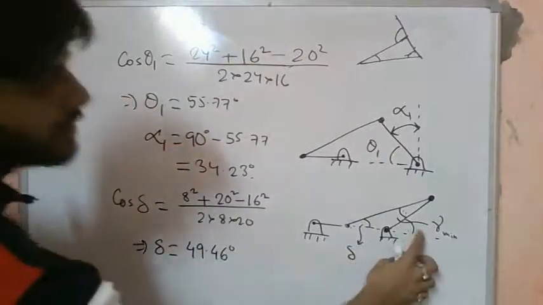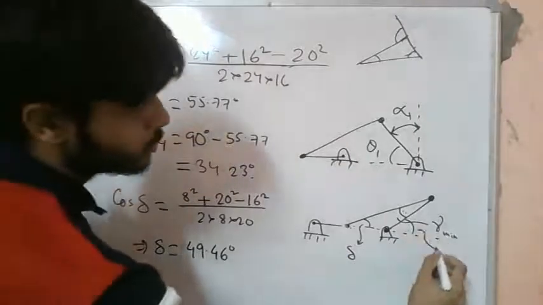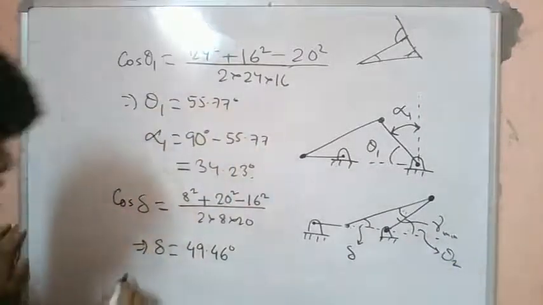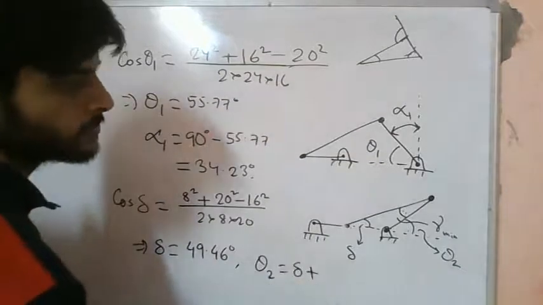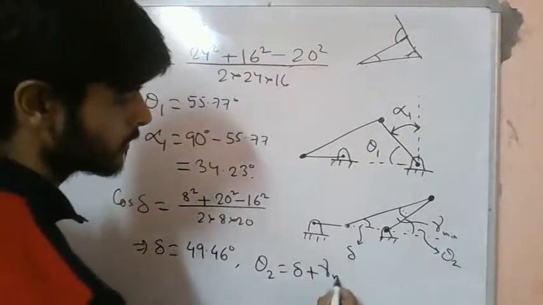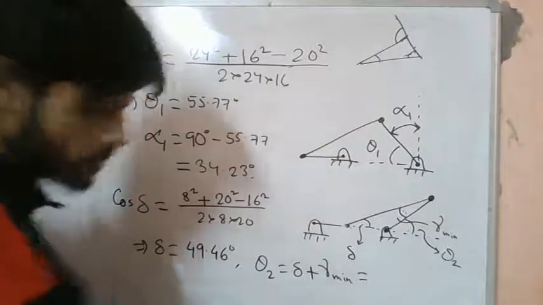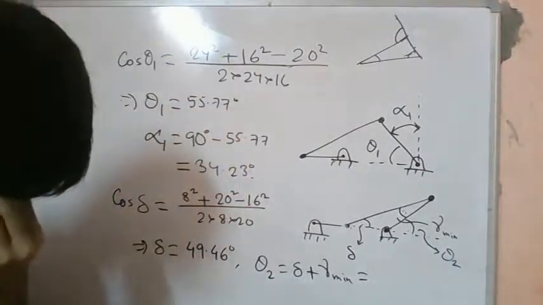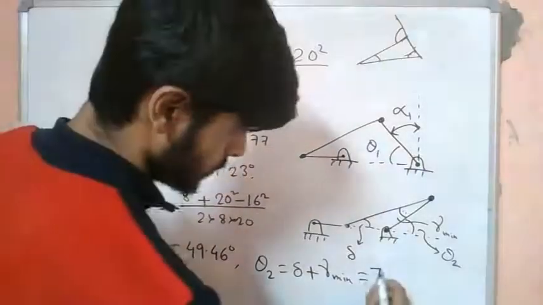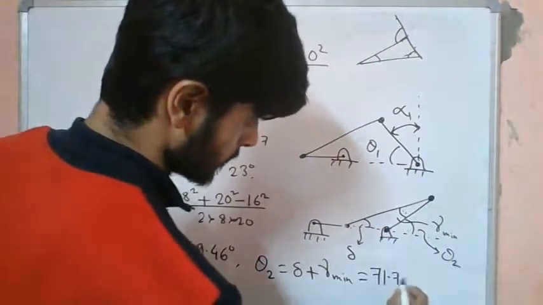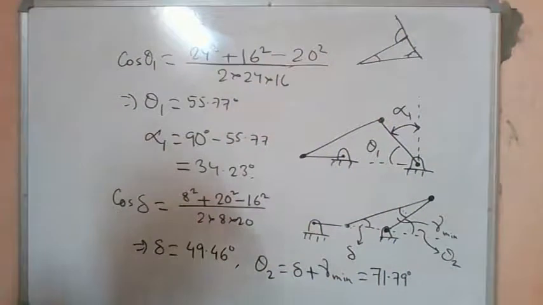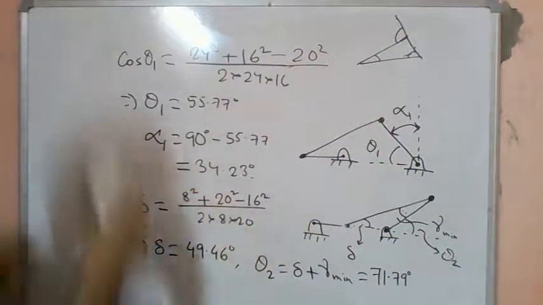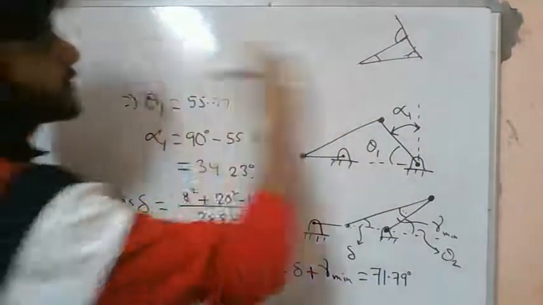So this external angle, let's say this is theta 2. So theta 2 is equal to delta plus gamma mean. This becomes equal to 71.79. So theta 2 we have found out to be 71.79.